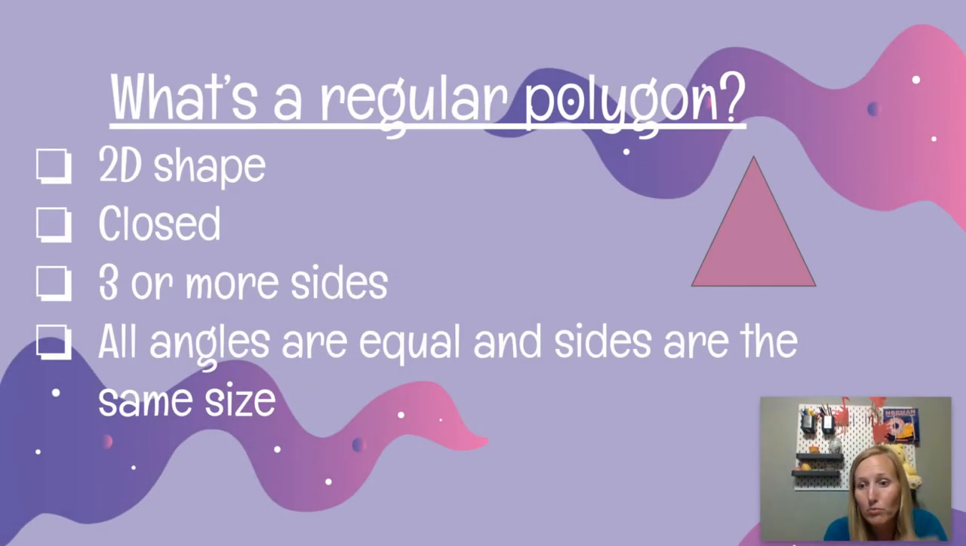Moving into what's a regular polygon. We learned a regular polygon is a 2D shape. It's closed, has 3 or more sides, and all the angles are equal, and all the sides are the same, okay?